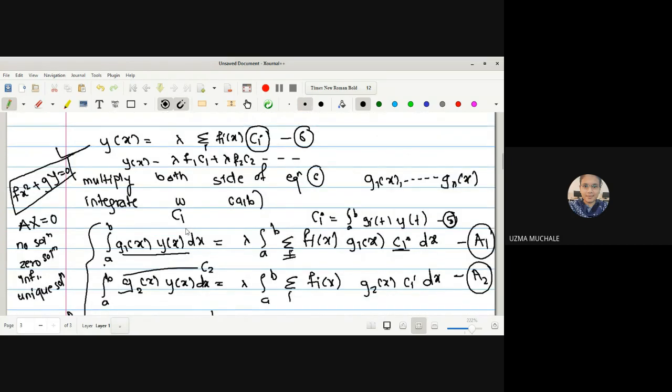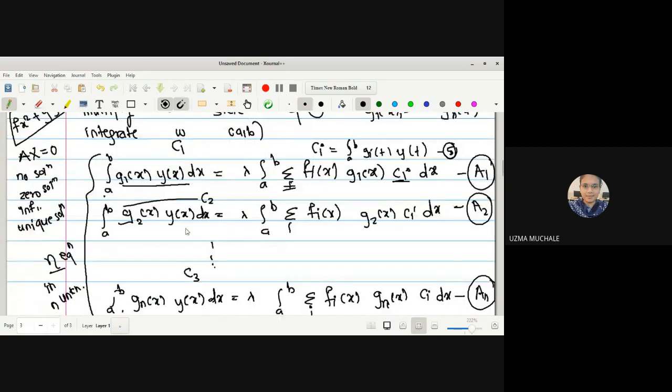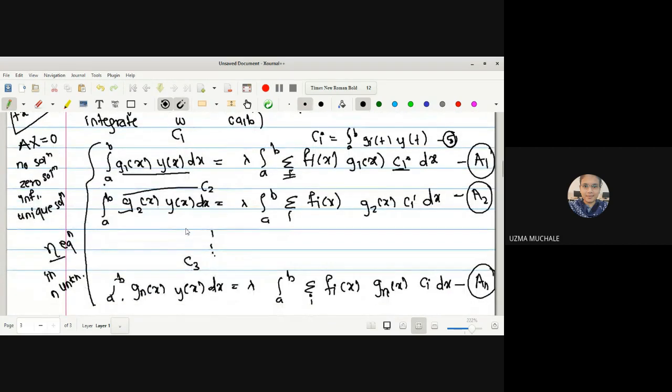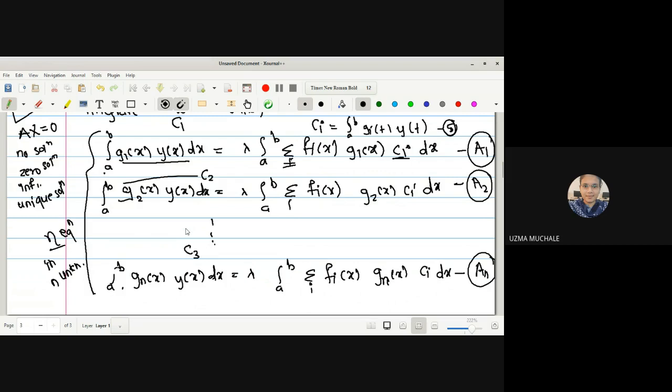After that, if you want to find out the values of those constants, if you want to eliminate them, then for that we multiplied by g1, g2, and so on for every equation 6, and then we integrated both sides with respect to dx within the limits a to b.